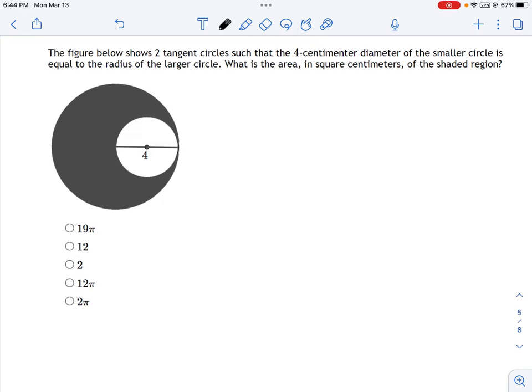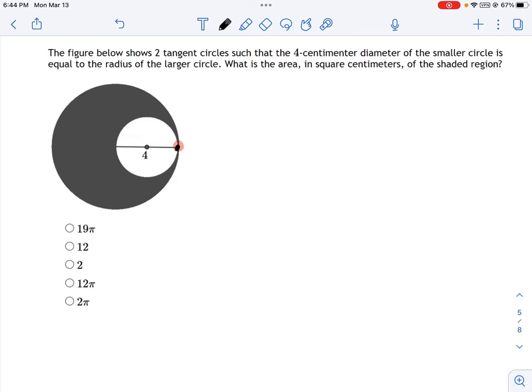We're told that in the figure below we have two tangent circles. Now, don't worry too much about what a tangent circle is. Tangent just means that it hits at one point, right? We see that one point there on the right side. That just means that that's the only point that these circles have in common, and that's why they're called tangent circles. So don't worry too much about the vocab. That just means that this point is on both circles right there.